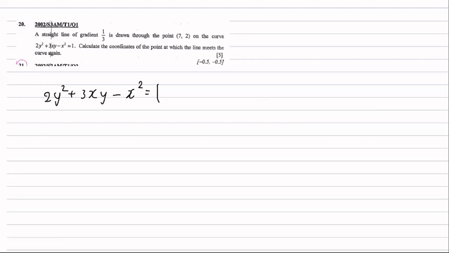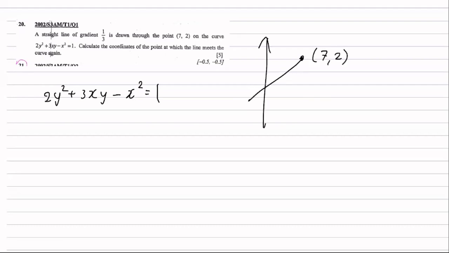Doesn't really matter. You just need to know the straight line. Focus on the straight line. Gradient 1/3. So is it this way, or this way? Must be positive slope that way. Then it's drawn through the point (7, 2). So let's just label, positive 2.